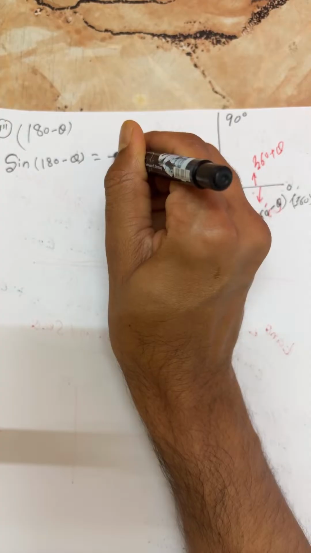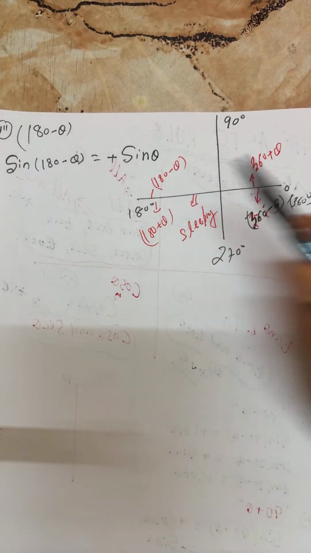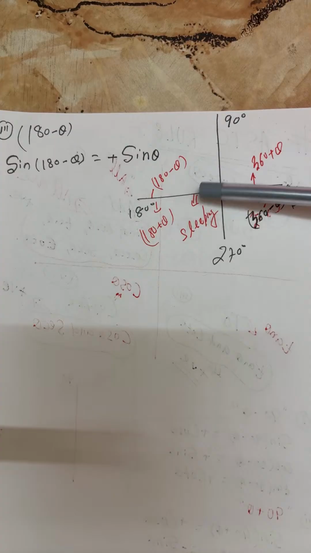No, beta, it's plus sin theta. It's plus sin theta, not minus sin theta. You know why? Because of sin of 180 minus theta. Which quadrant is this? You tell.